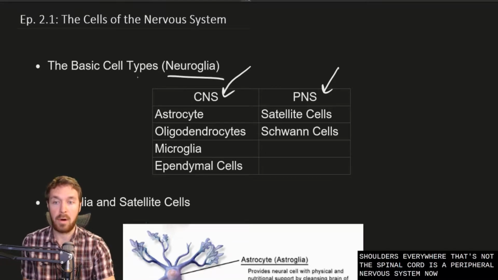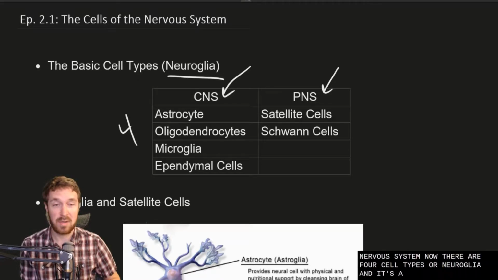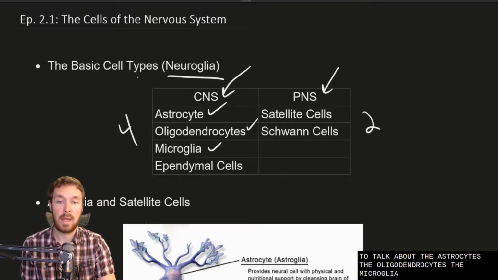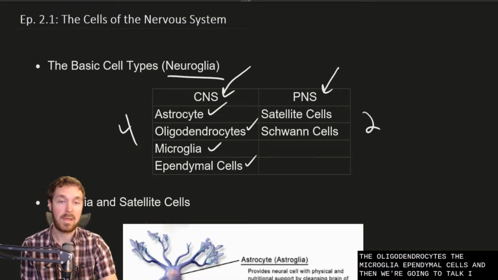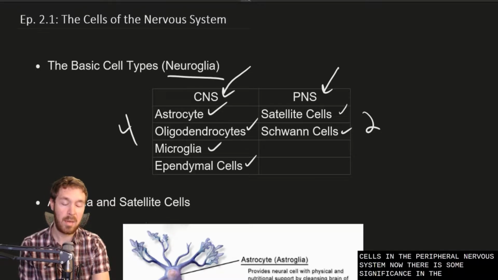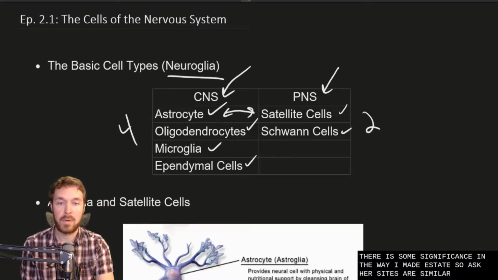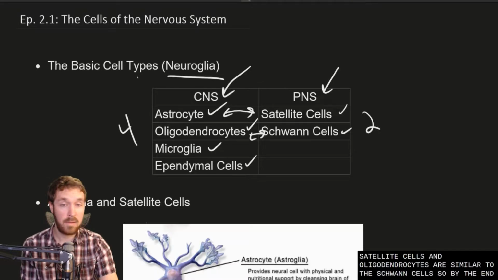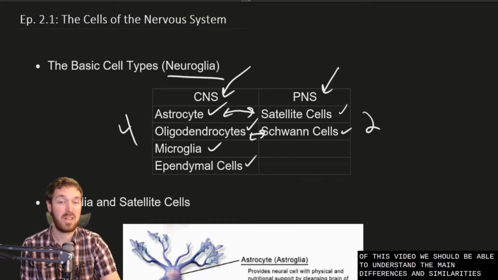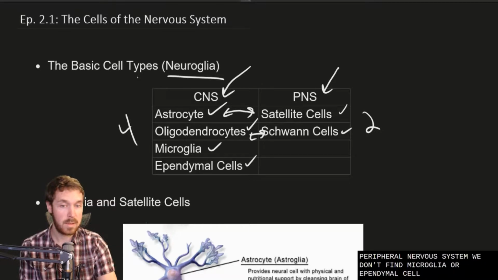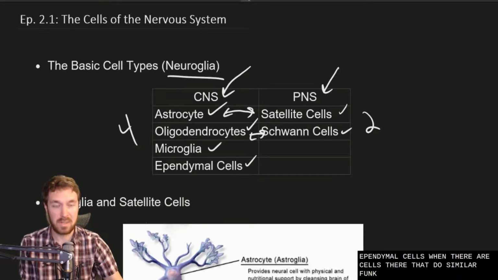Now there are 4 cell types of neuroglia in the central nervous system and only 2 in the peripheral nervous system. We're going to talk about the astrocytes, the oligodendrocytes, the microglia, and the ependymal cells, and then the satellite cells and Schwann cells in the peripheral nervous system. There is some significance in the way I made this table. Astrocytes are similar to the satellite cells, and oligodendrocytes are similar to the Schwann cells. By the end of this video, we should understand the main differences and similarities between those two. In the peripheral nervous system, we don't find microglia or ependymal cells. There are cells there that do similar functions, they just don't have that name.